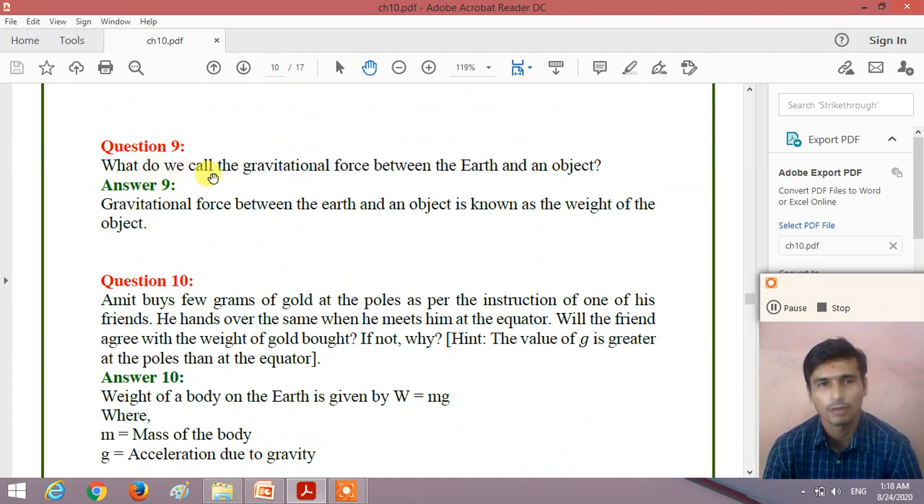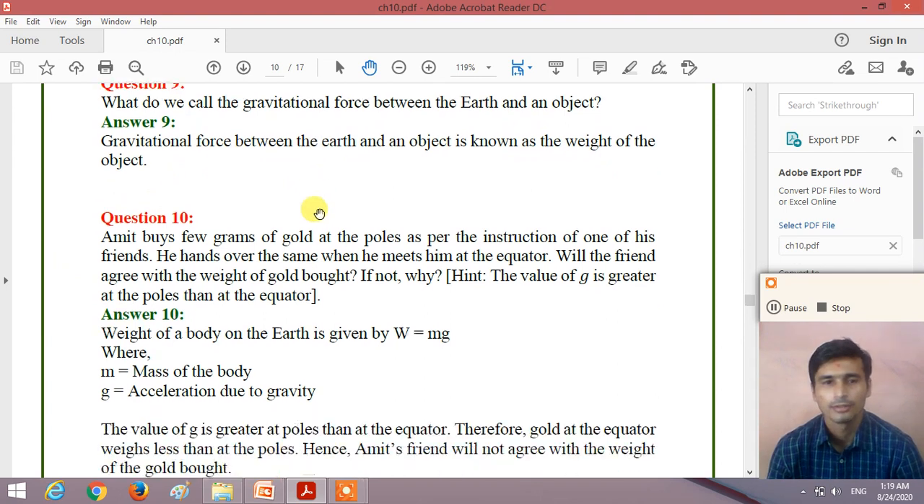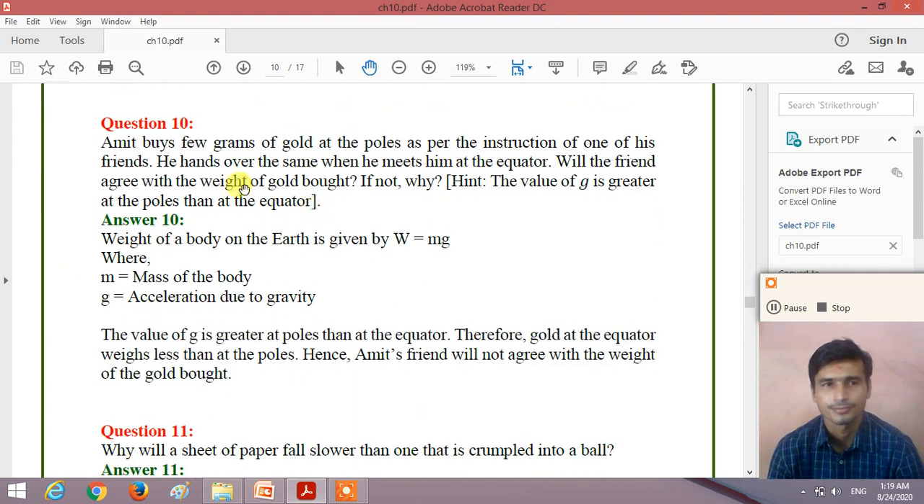What do we call the gravitational force between the earth and the object? The gravitational force acting on any object is known as the weight of the object. Dear student, we know that. What do you mean by the weight? Weight is nothing but the gravitational force acting on the object due to the earth. So the gravitational force between the earth and the object is known as the weight of the object on the earth, right?